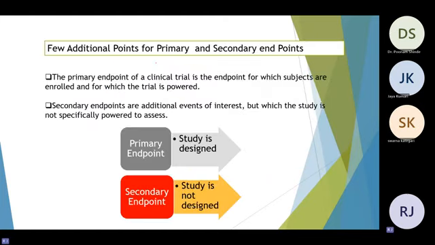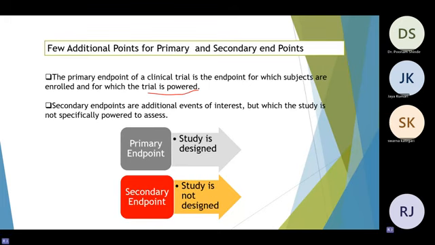Okay, so a few additional points for the primary and secondary endpoint. The primary endpoint of a clinical trial is the endpoint for which subjects are enrolled and for which the trial is powered. When I say trial is powered, what do I mean? Trial is powered means the whole trial is designed for the primary objective only.